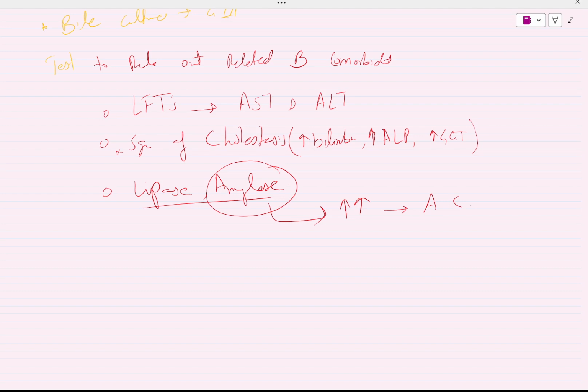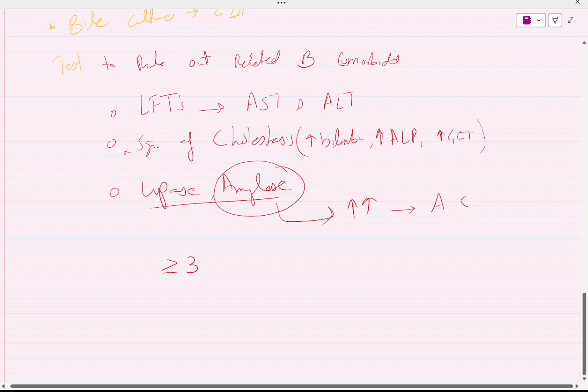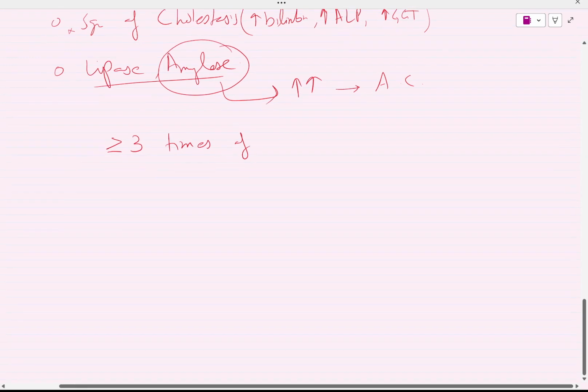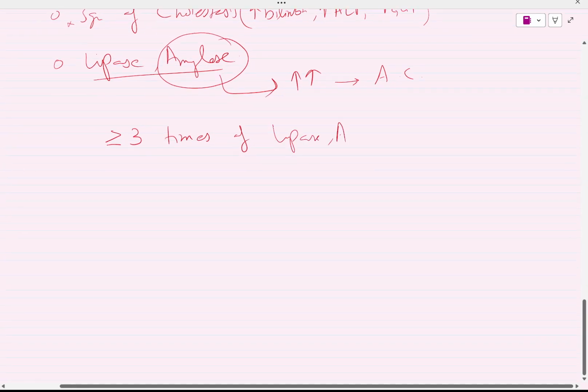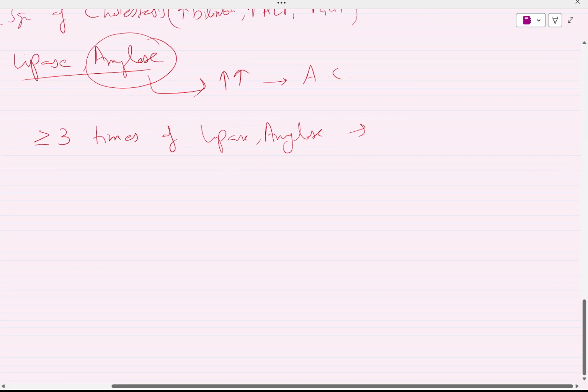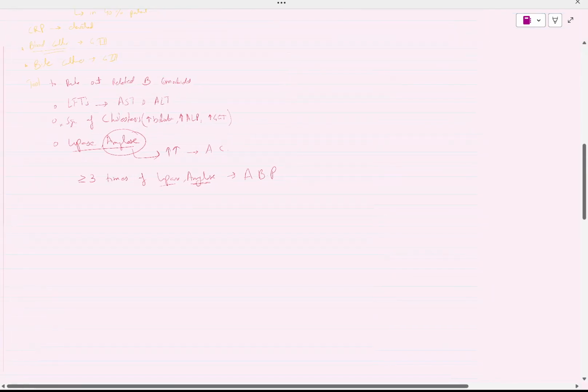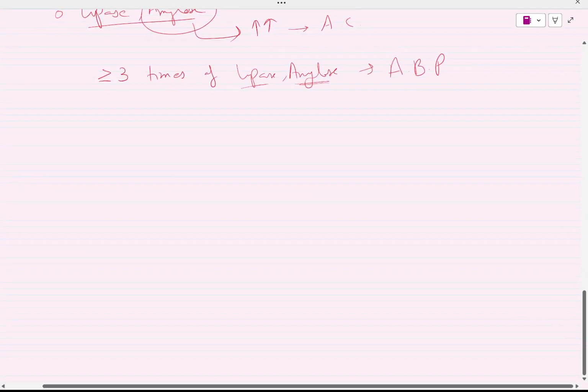If a patient comes to you with more than 3 times the normal of lipase or amylase, like if the normal value is 5 and the patient comes to you with 20 international units of lipase, I am giving you an example, it indicates acute biliary pancreatitis if the values are more than or equal to 3 times the normal. So that's how we are going to approach right upper quadrant pain and fever.